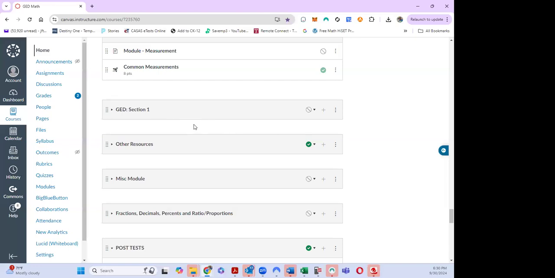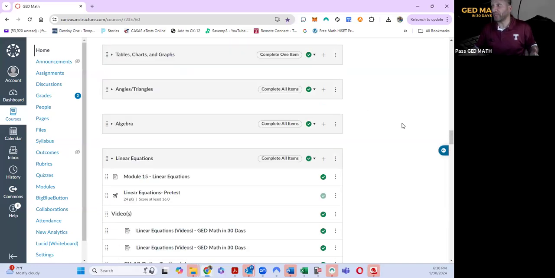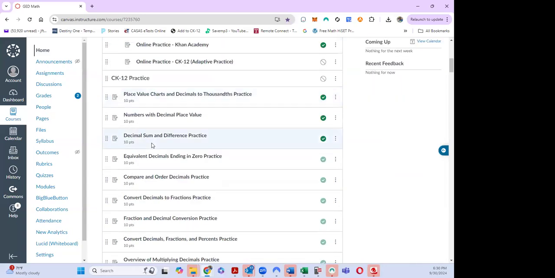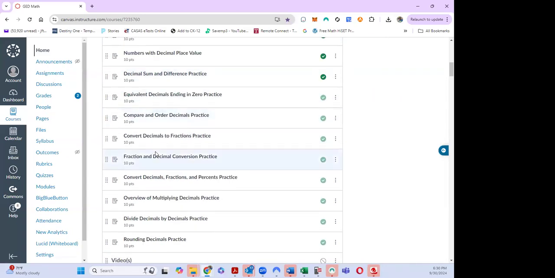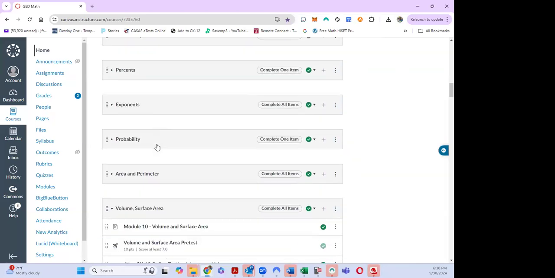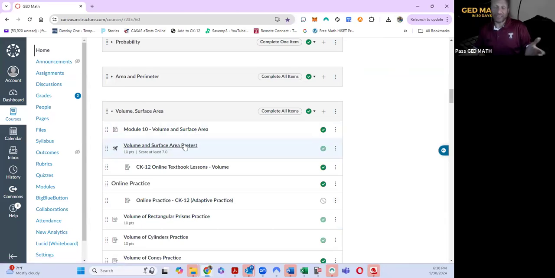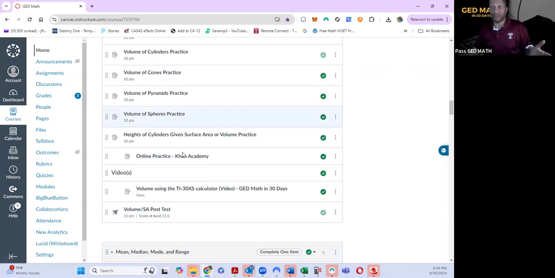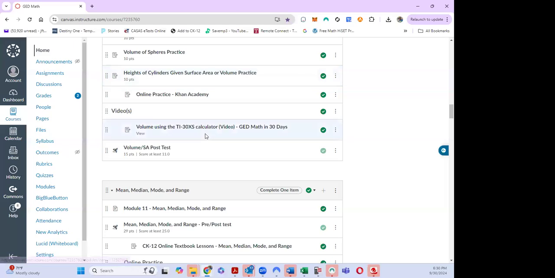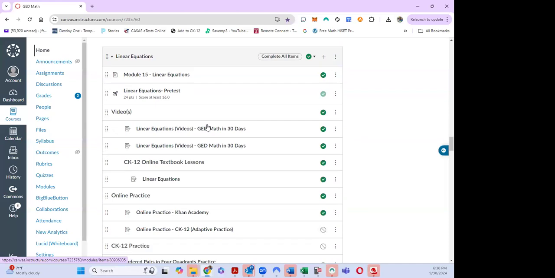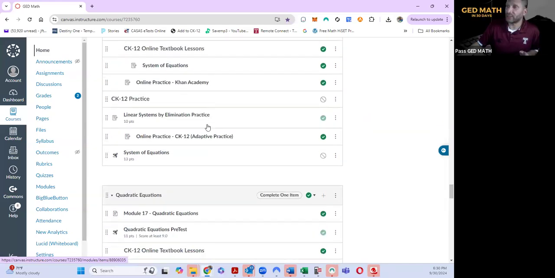I said you can either work in sequential order, start with whole numbers and go straight down, score 70, 80 or above. Or you can take your practice test, see what areas you need to work on, and then go to those areas here. Take a pre-test. Each section has a pre-test. You'll see what you know and you don't know. You got lessons here, videos here, a bunch of practice here. Then you work on that subject area till you get it right, then you move on to the next thing.